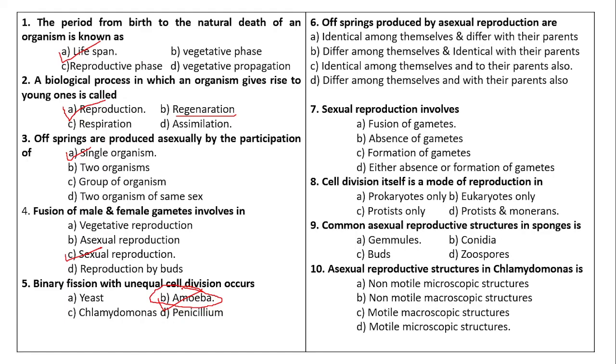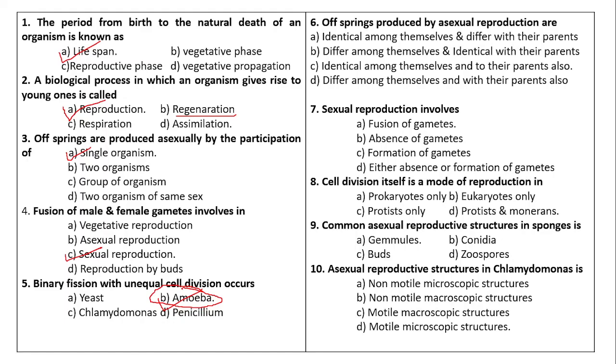So coming to the next one, sixth question. Offsprings produced by asexual reproduction are dash. I repeat the question. Offsprings produced by asexual reproduction are dash. First one, identical among themselves and differ with their parents. Second, differ among themselves and identical with their parents. Option C, identical among themselves and to their parents also. Option D, differ among themselves and with their parents also.